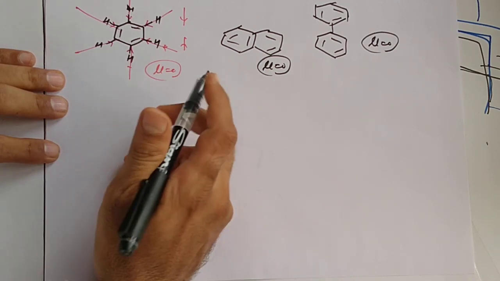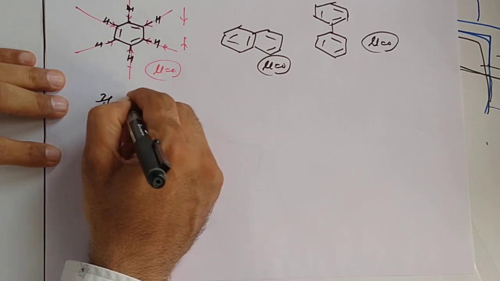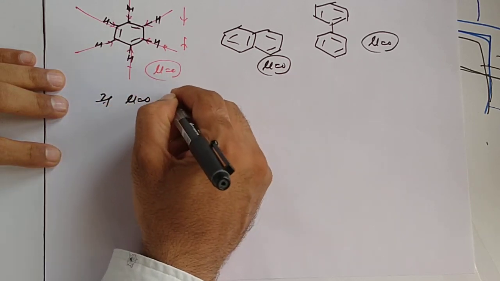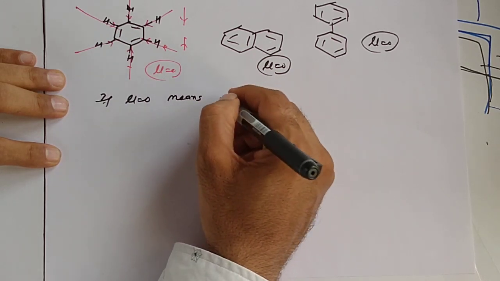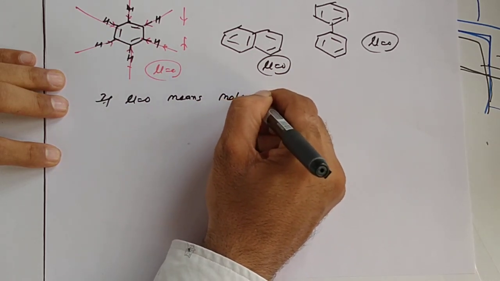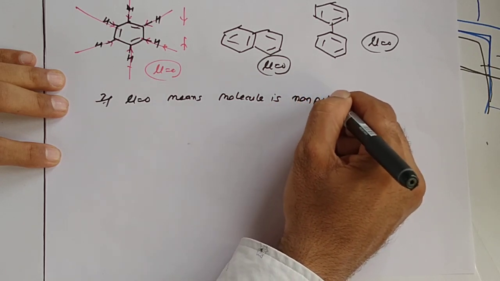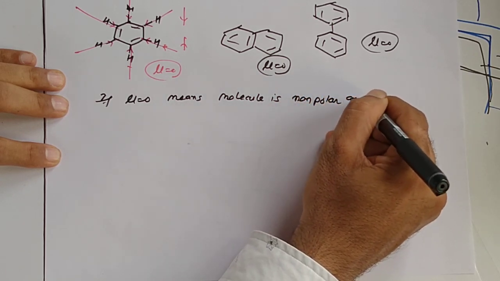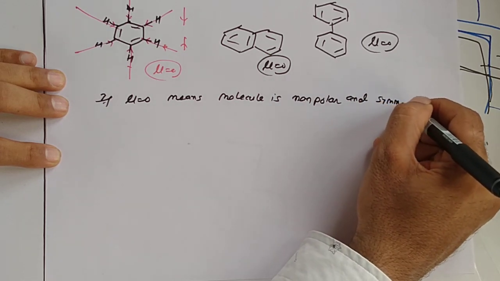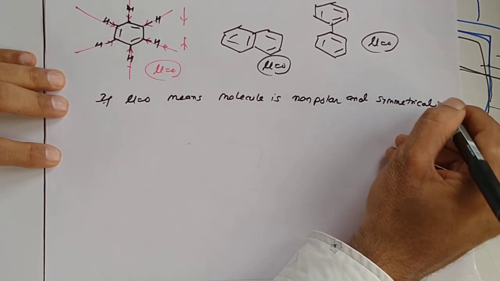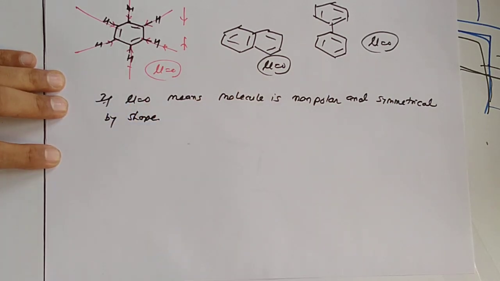If the net total of mu is 0, if mu is equal to 0, it means the molecule is non-polar and symmetrical by shape. It should be symmetrical by shape.